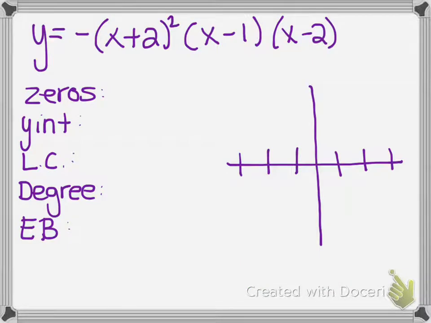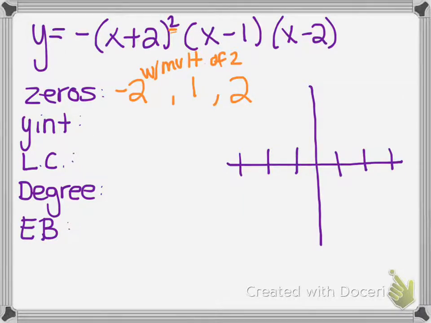Okay, so let's look at our second example. Since this is in factored form, we can identify the zeros, which are -2, 1, and 2. But we need to account for the fact that -2 has multiplicity, so I'm going to write -2 and then with multiplicity of 2, just to add that in there.